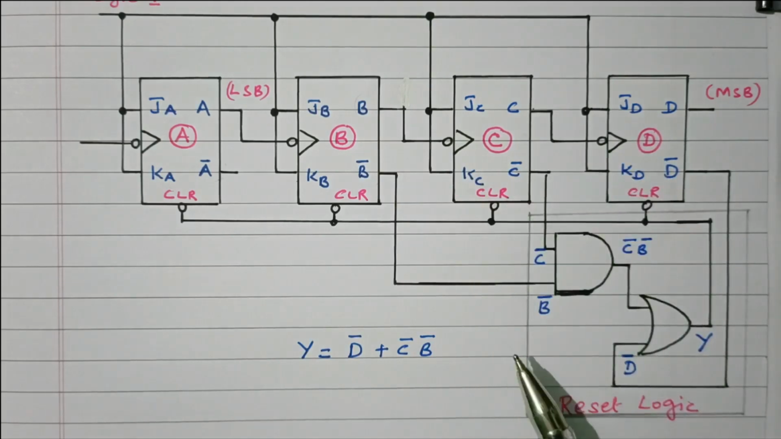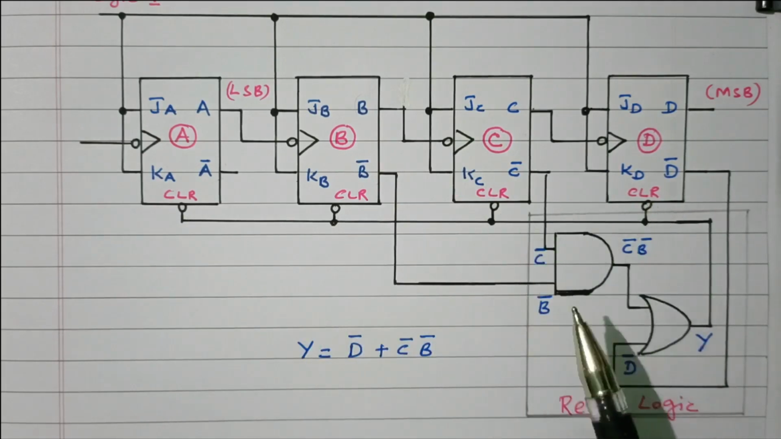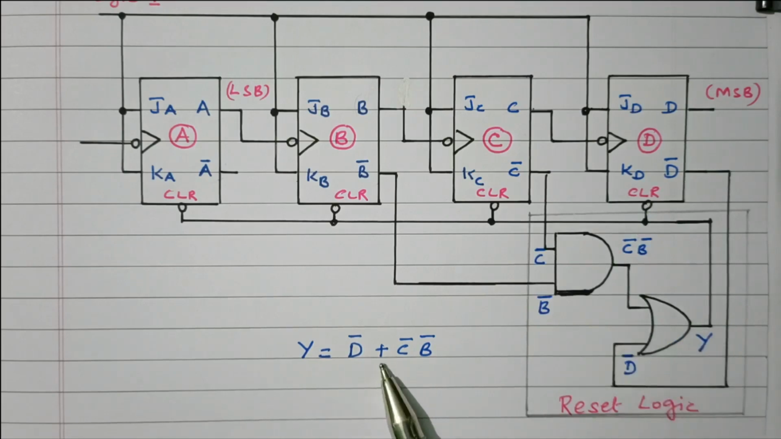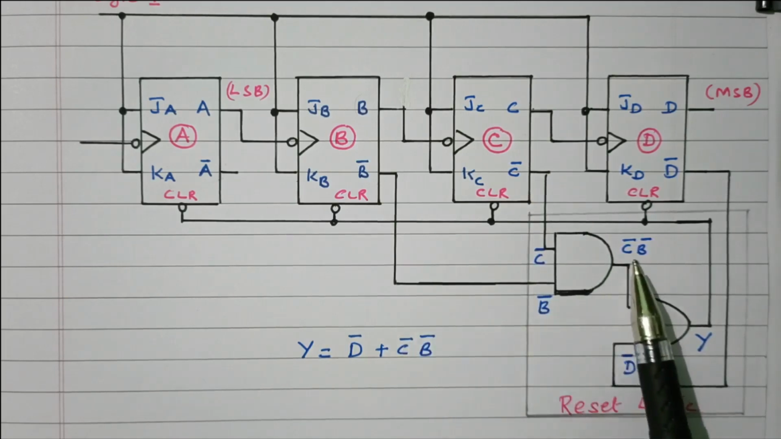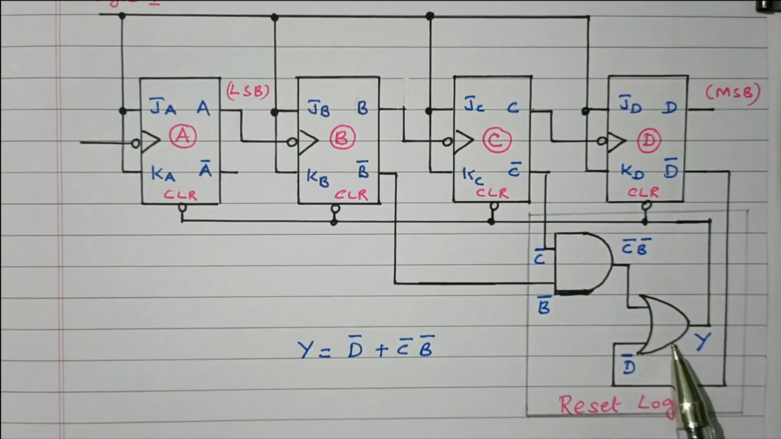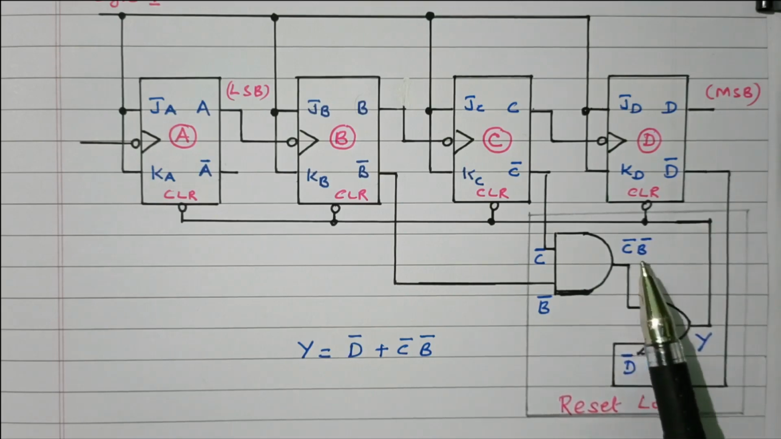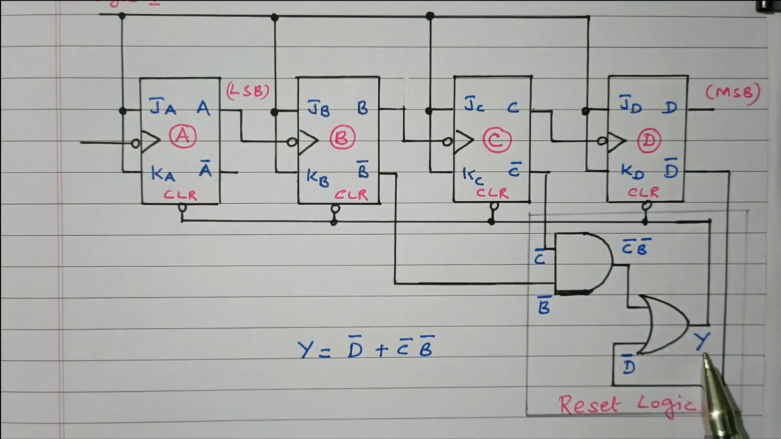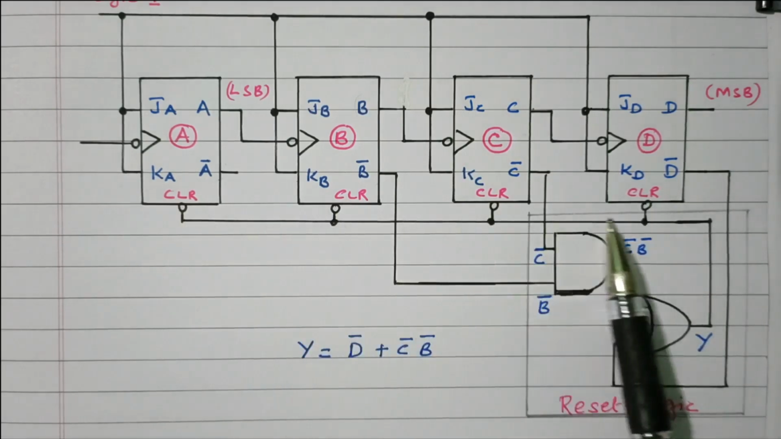Now we have the reset logic. Here the clear signal is available, and it is also inverted. We already know that Y equals D bar plus C bar B bar. One AND gate is available, with C bar and B bar connected, so it gives C bar into B bar. That is connected to an OR gate with another input D bar. So this is nothing but D bar plus C bar B bar. This OR gate produces the reset logic Y, and that is given to the reset clear input of all the four flip-flops.